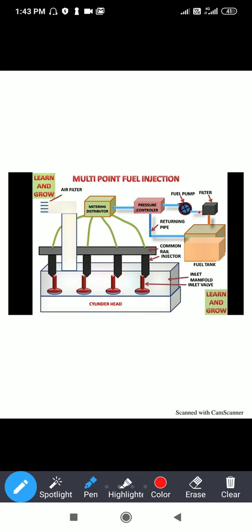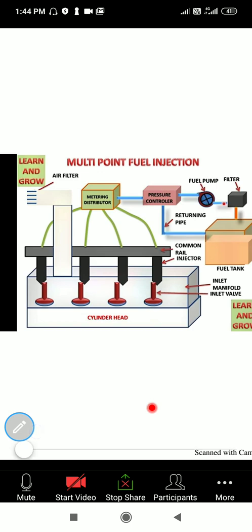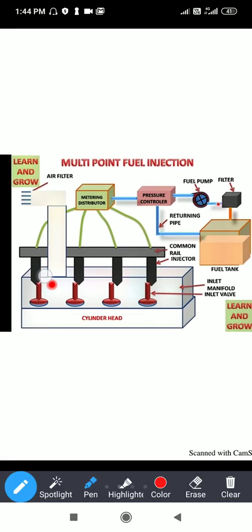Now let us see the construction. See, dear students, this is the cylinder head or the cylinder in which the pistons are moving. At the top you can see the inlet valve, from where the air-fuel mixture goes, and this is a manifold. Now this is the common rail. What do we mean by the common rail? See, these are the injectors, the black arrow marks you can see over here. These are the injectors which inject the fuel inside the cylinder, and this is a common rail.